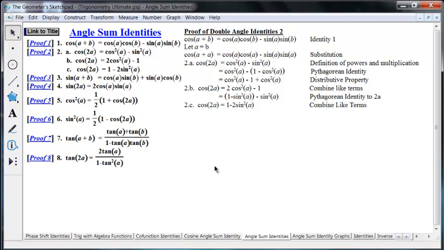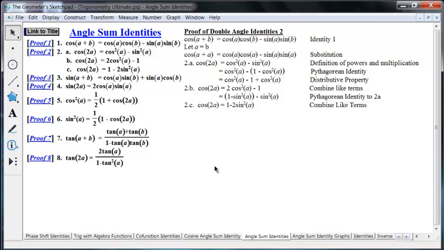So we start with our identity 1 that says cosine A plus B equals cosine A times cosine B minus sine A times sine B. And we just simply let A equal B. So we do that substitution, and then it becomes cosine A plus A equals cosine A times cosine A minus sine A times sine A. A plus A is 2A. That's just the definition of multiplication.